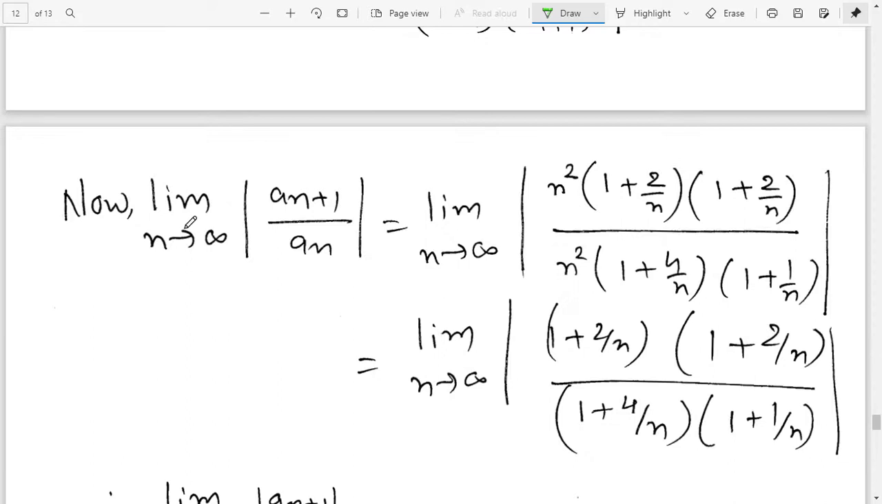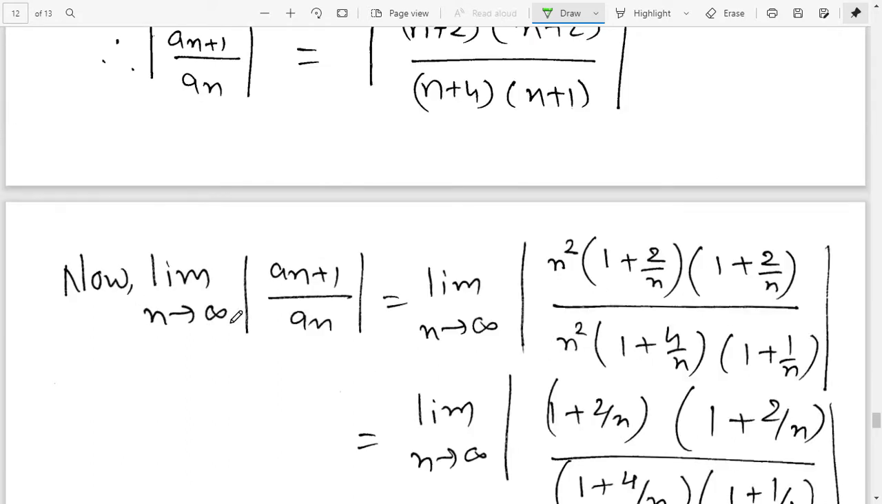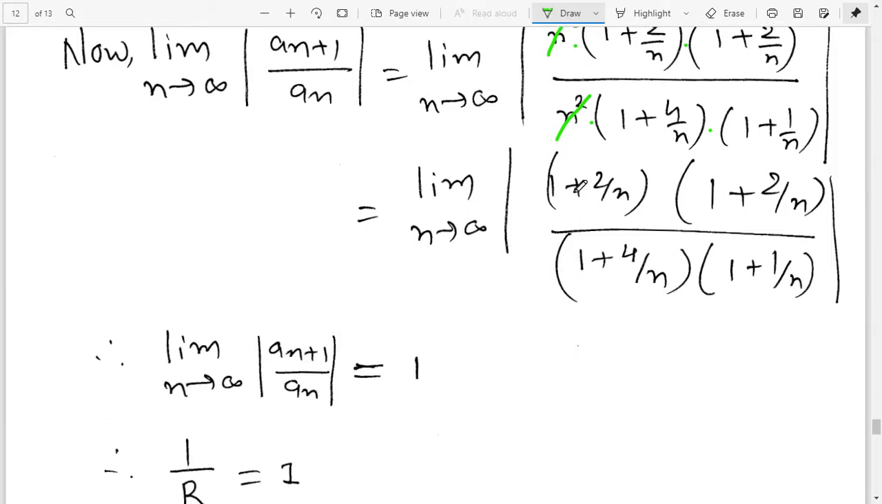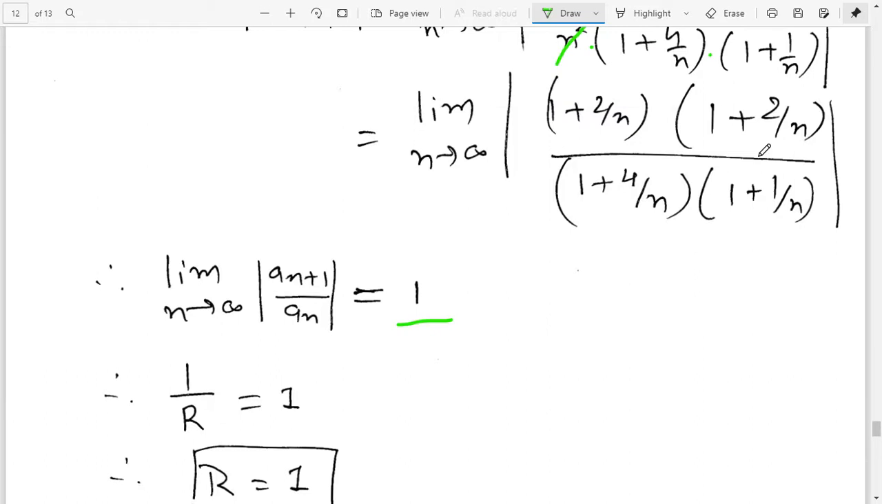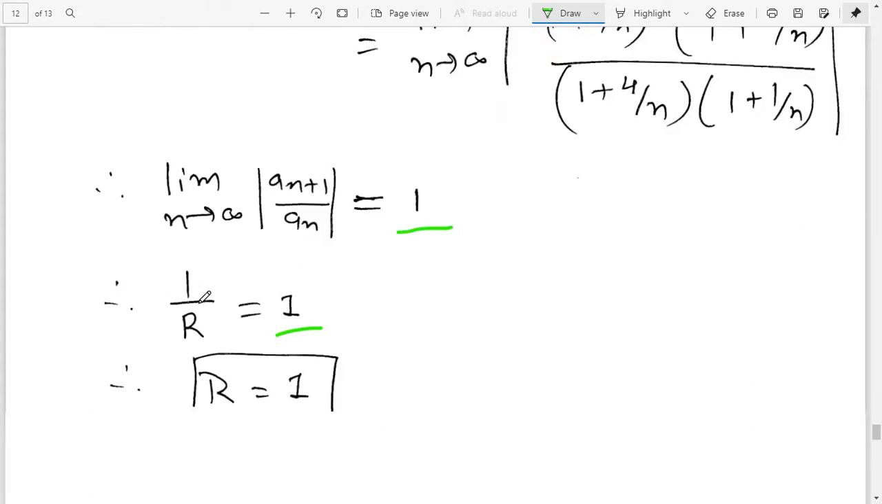Now applying the limit n tends to infinity of mod a_(n+1) upon a_n, it is equal to limit n tends to infinity of n square into (1 plus 2 upon n) into (1 plus 2 upon n), upon n square into (1 plus 4 by n) into (1 plus 1 by n). So this cancels out, and applying the limit we get (1 plus 1) into 1 upon 1 into 1. So this is equal to 1. So 1 upon r is equal to 1, so r is equal to 1.